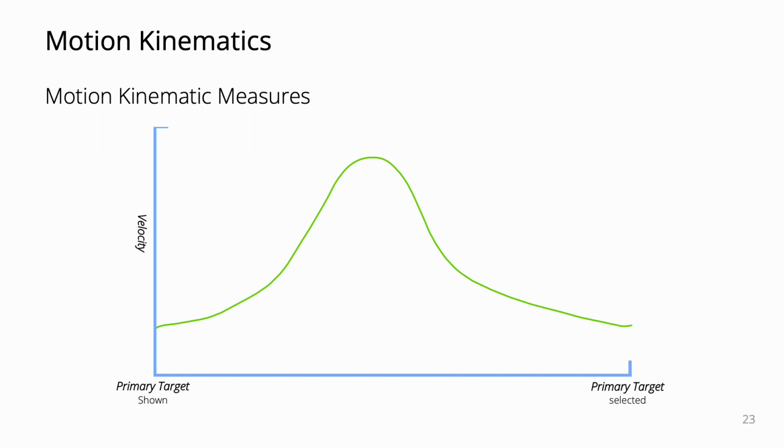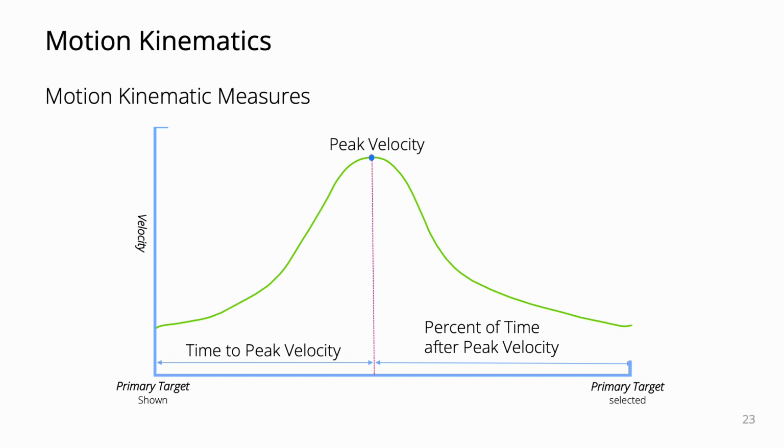To better understand where the difference between tasks comes from, we analyzed the motion kinematics profiles of participants' correct target selections. In order to compare our results to Matrix work, we also used these profiles to compute the following motion kinematics measures: peak velocity, time to the peak velocity, percent of time after peak velocity, and selection velocity.